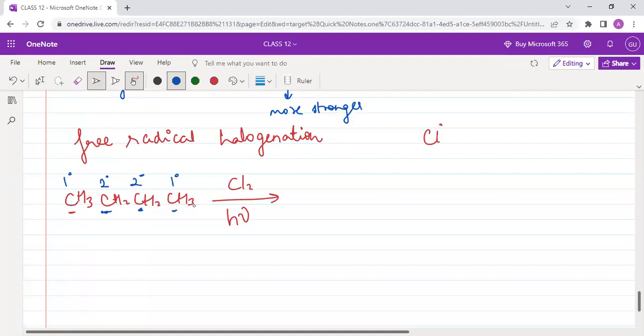So we have two options for the products. We can either replace a hydrogen from the primary carbon atom, or we can replace a hydrogen from the secondary carbon atom. So we'll get two products. One will be CH3CH2CH2Cl, and the other one will be CH3CH2CHClCH3. So these two are the possible products. Now tell me which one will be the major product?